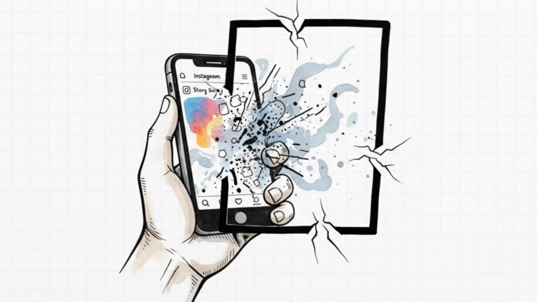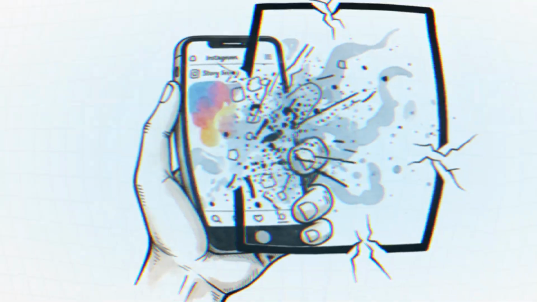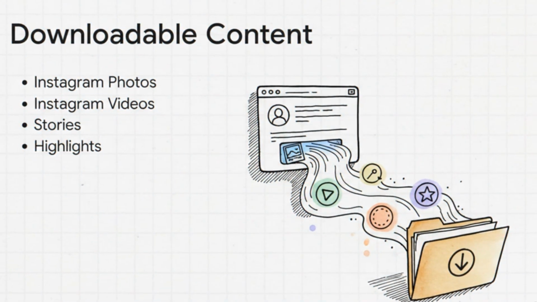We've all been there, right? Doing that frantic screenshot dance trying to perfectly capture a story before that 24-hour timer runs out? Well, what if I told you there's a much, much better way? Yep, with Peak Viewer, you can just download the content. Photos, videos, those fleeting stories, and even the highlights that are saved to a profile. You can save them all directly to your device. It's kind of like creating your own personal archive.